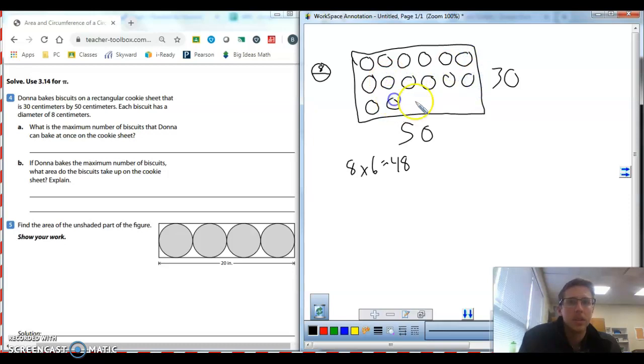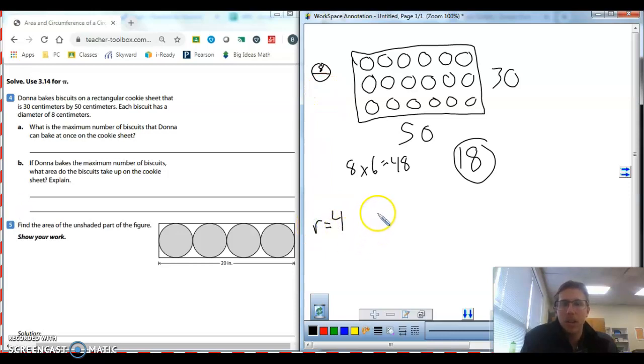And then you got to fill in 6 across for each row there. And it says, what's the maximum number of biscuits? Well, you got 3 by 6, 18 biscuits, right? If Donna bakes the maximum number of biscuits, what area do the biscuits take up on the cookie sheet? And explain. Okay, well, if each biscuit is 8 in diameter, that means the radius is 4.